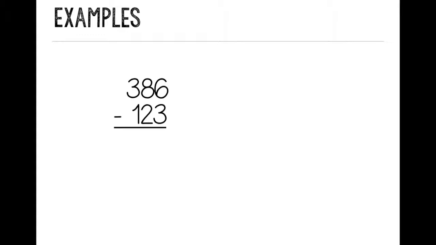Let's look at a couple more examples. 386 minus 123. I start in my ones place. 6 minus 3, there's more on top, so no need to stop. 6 minus 3 equals 3. Then I move to my tens place. 8 minus 2, again, more on top, no need to stop. 8 minus 2 equals 6. Then in my hundreds, 3 minus 1 equals 2, so I get a difference of 263. One more example.